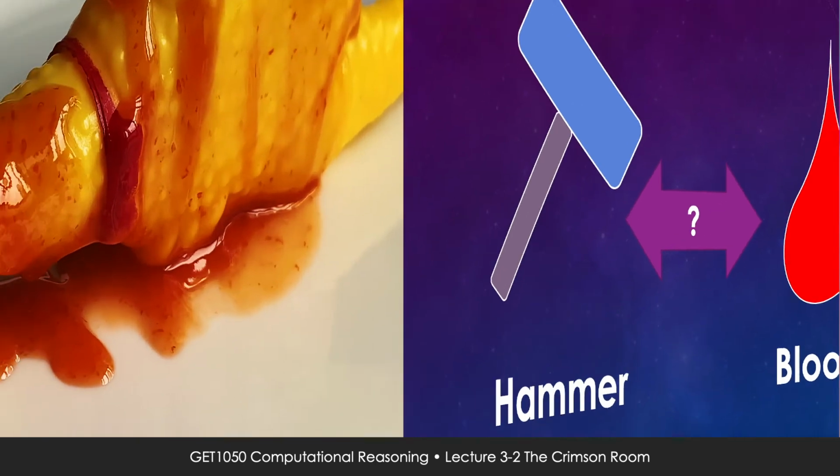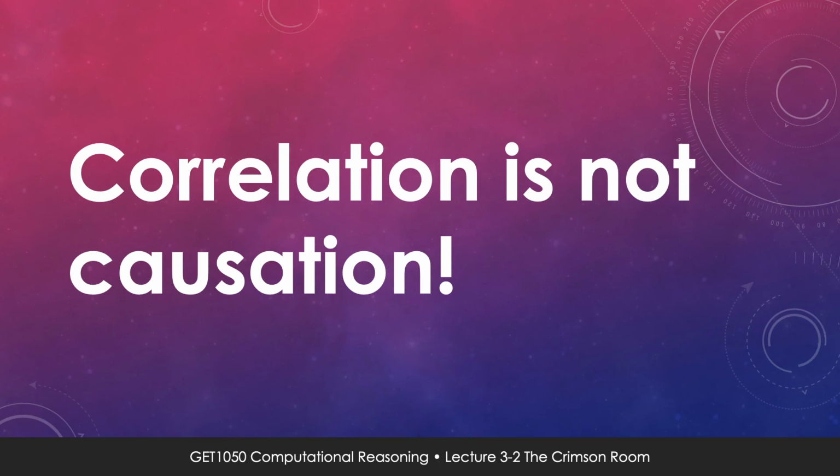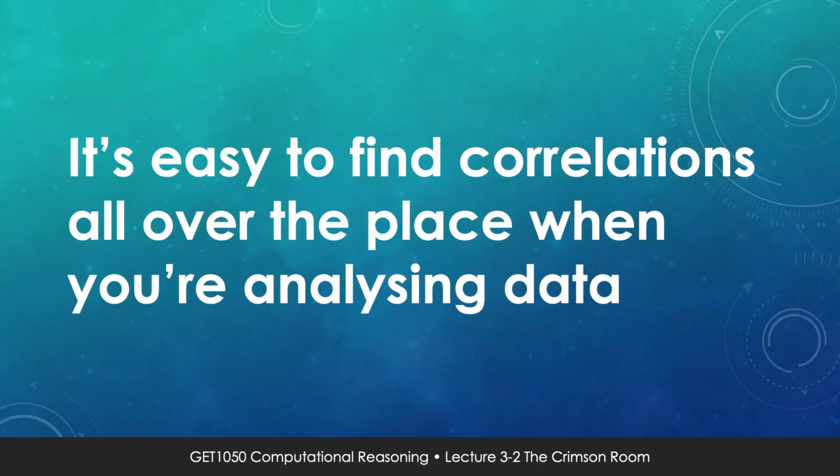If you think about it, our rubber chicken has blood on it. Does it mean that it is the murder weapon? No, right? So what can we learn from this? Correlation is not causation. Just because you see two things present together does not mean that one caused the other. This is very important when we're analyzing data because it's very easy to find correlations all over the place.